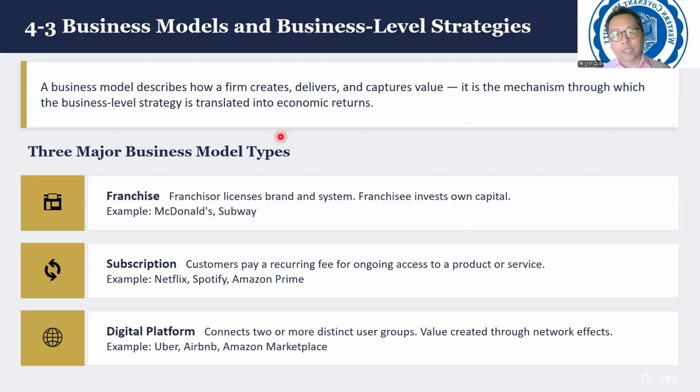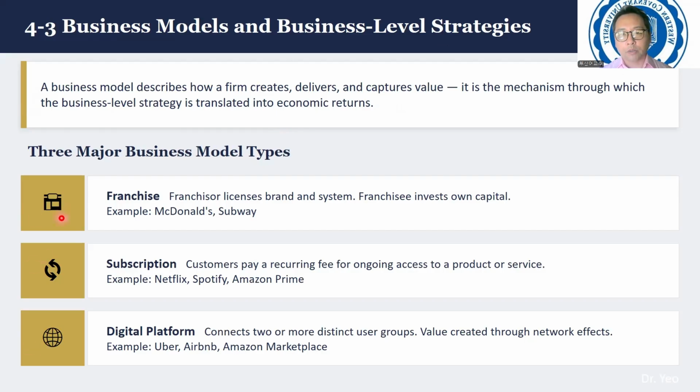Now let's connect the concept of a business model to business level strategy. A business model is how the strategy makes money. You can have a great competitive position, but if you cannot convert that into revenue, it doesn't matter. Okay, I want to highlight three modern business model types, right?